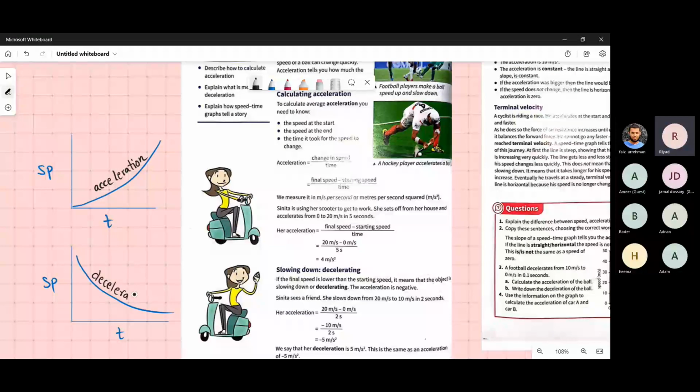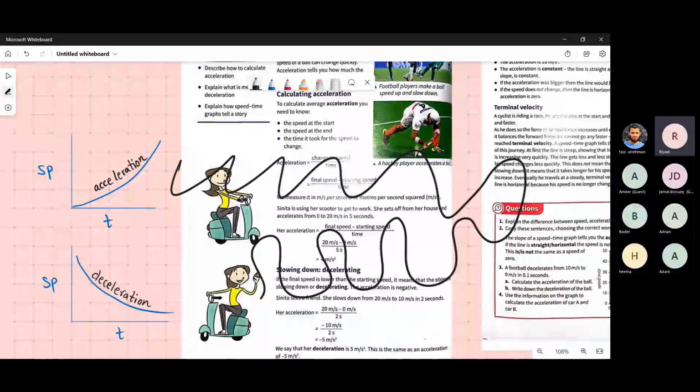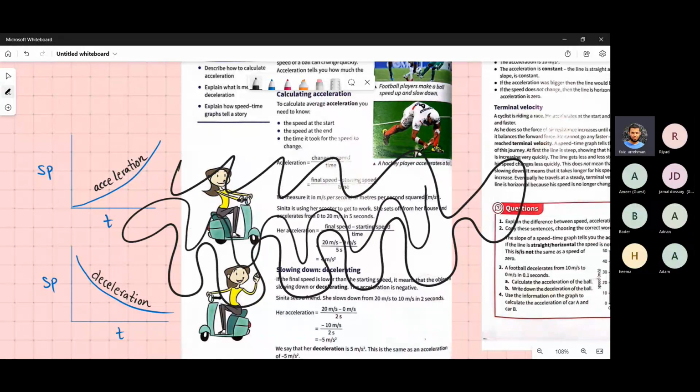Mister, your screen has stopped moving for me. Really? Is it moving? Yeah, now it's moving. Okay.